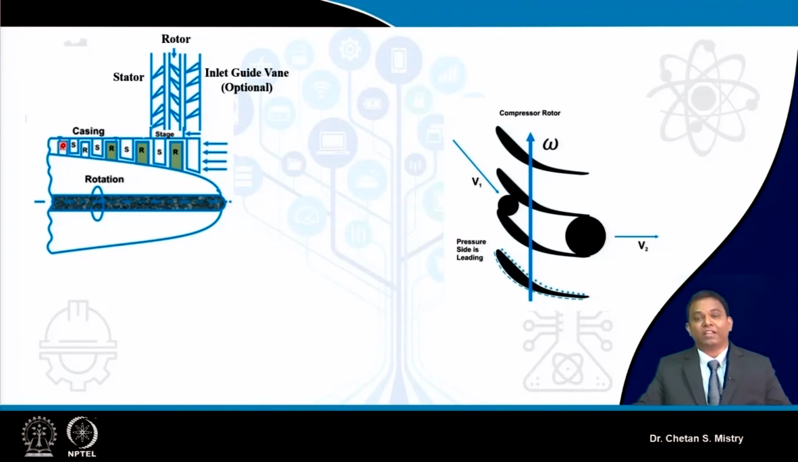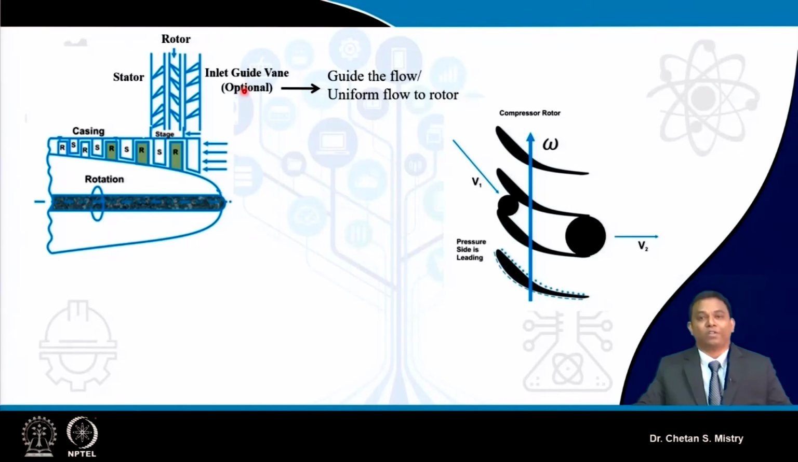If I say drag is increasing, that is directly impacting your fuel economy, what we call thrust specific fuel consumption. So the selection of the number of stages is also important. Now if you look at this rotating blade, it is placed on the disc. On the front side, this is defined as the inlet guide vane.